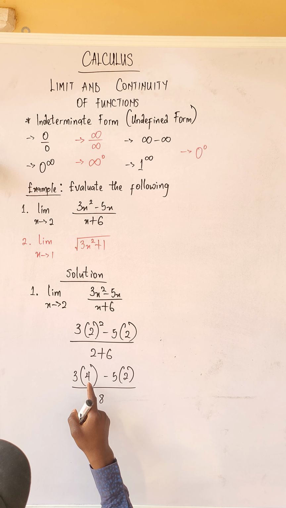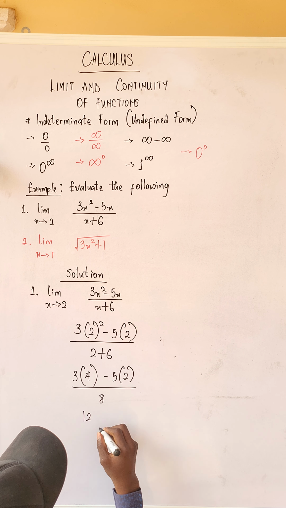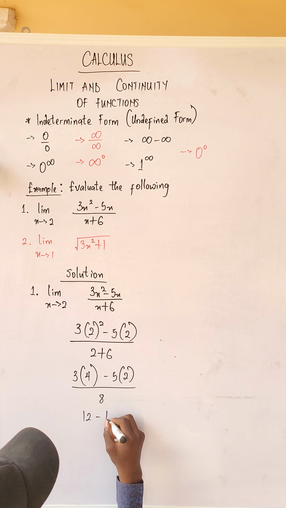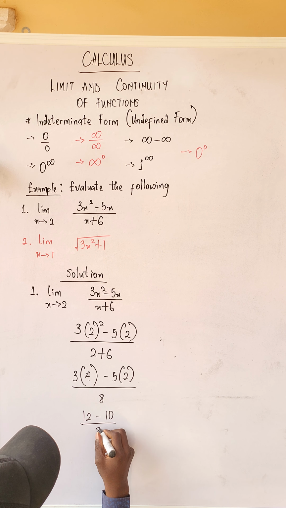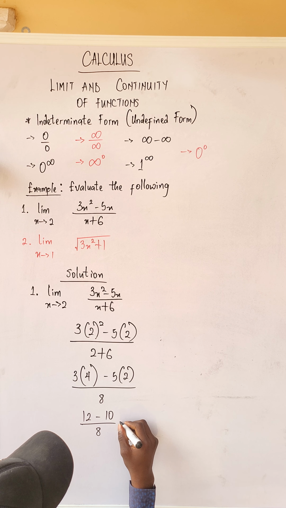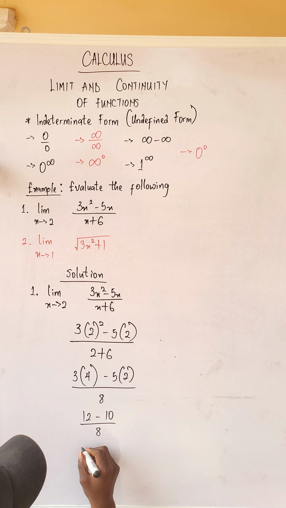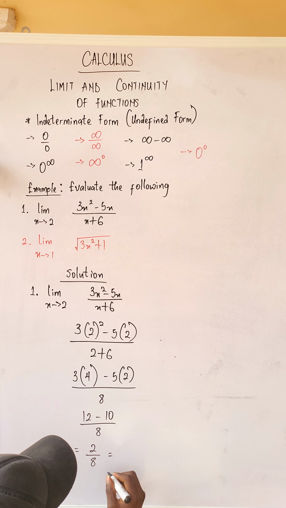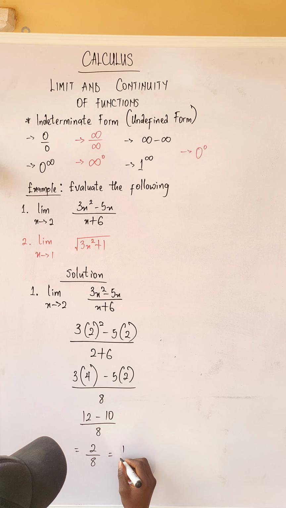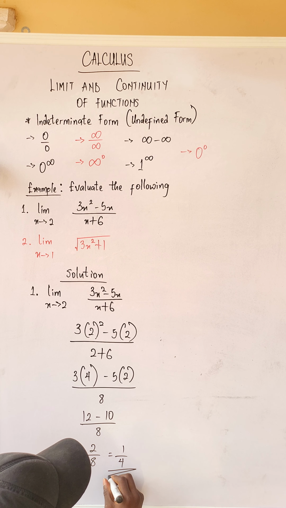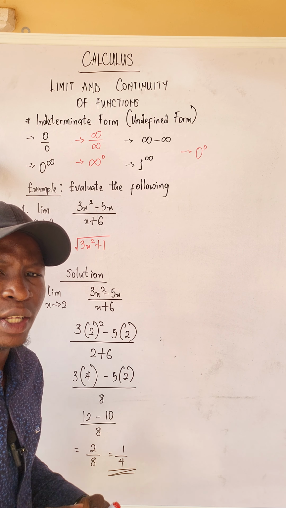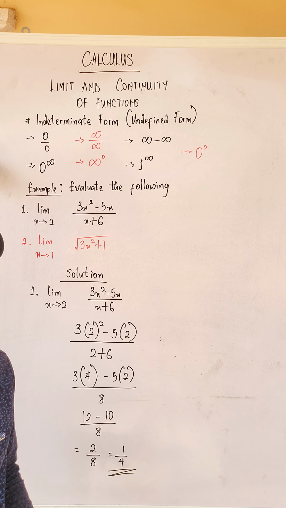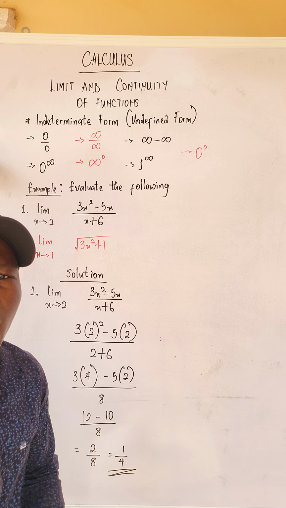3 times 4 will give us 12. Then minus 5 times 2 will give us 10, over 8. 12 minus 10 will give us 2 over 8. And we can reduce it: 2 in 2 is 1, 2 in 8 is 4. So our answer is 1 over 4. This is what we call the direct approach.